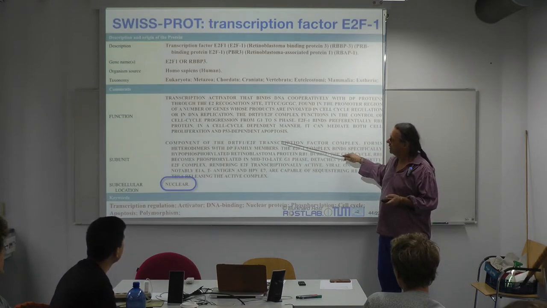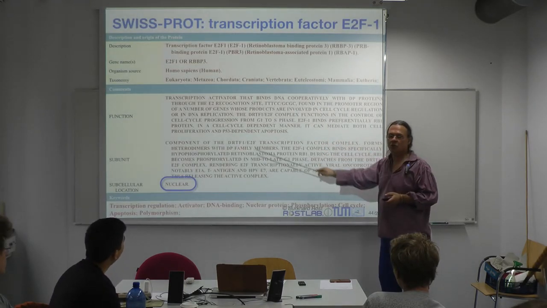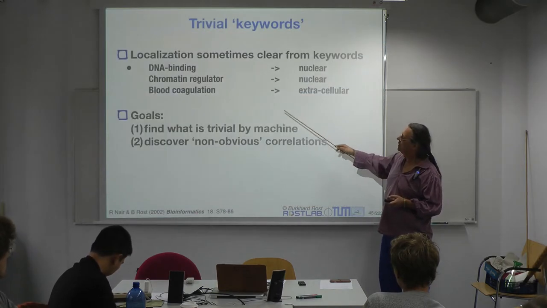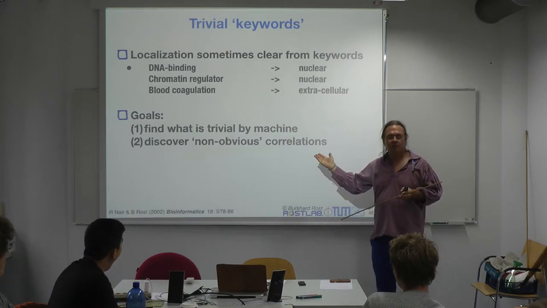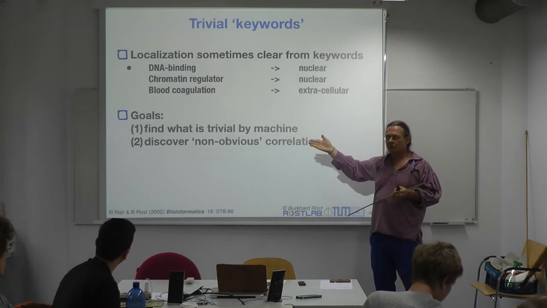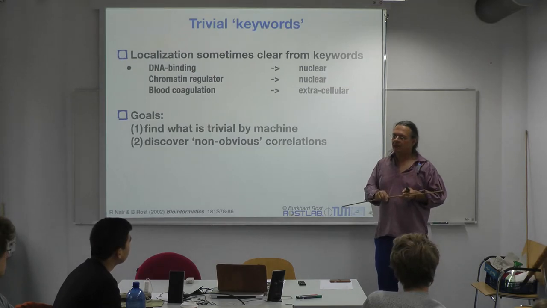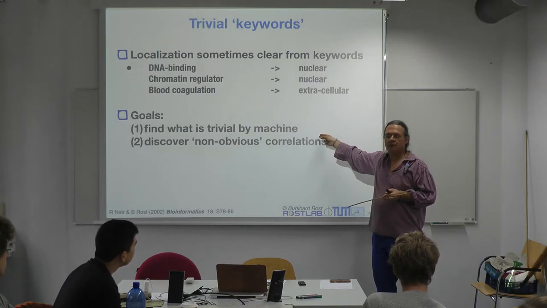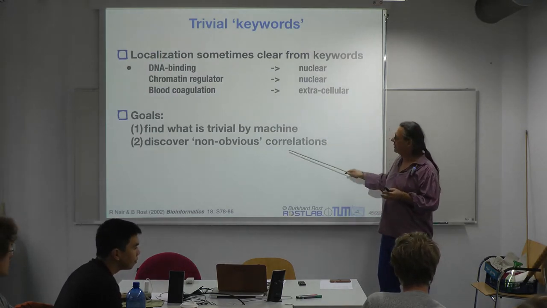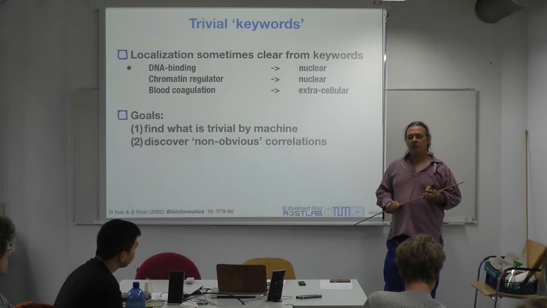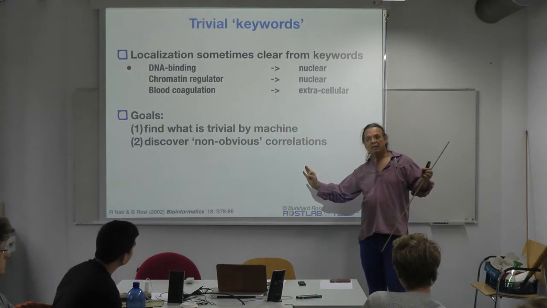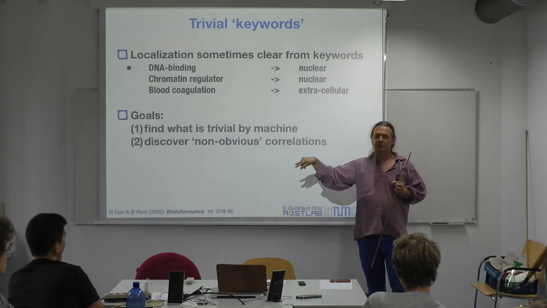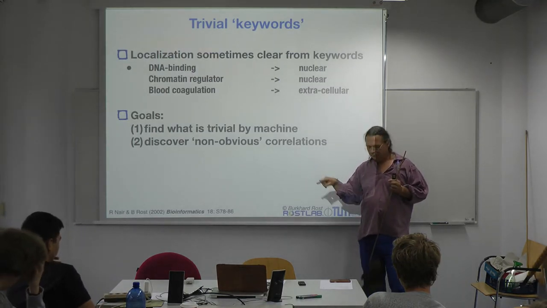Now our goal is to essentially use those keywords here to two ends. End number one is we discover what is trivial for experts, but maybe not trivial for everybody. So you had to take a biochemistry class. If you hadn't taken that, if you wouldn't know that DNA binding is nucleus, can a machine learn that? That's the first goal. The second goal is, are there non-obvious correlations such that if you see these five keywords, the combination of the five is relevant for the subcellular localization, but just seeing one of them, you cannot tell?